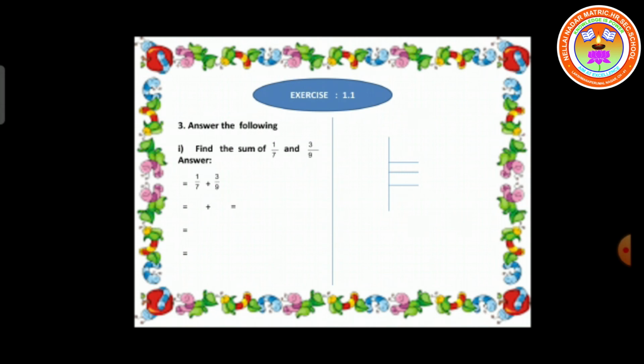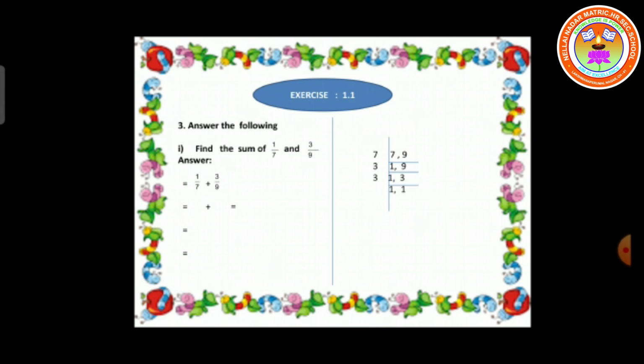Now which numbers do we take LCM for? 7 and 9. See your right hand side. 7 ones are 7. In the 7 table, 9 will not come. Then take the 3 table. 3 ones are 3, it is same. 3 3s are 9. Again 3 is going with 3.